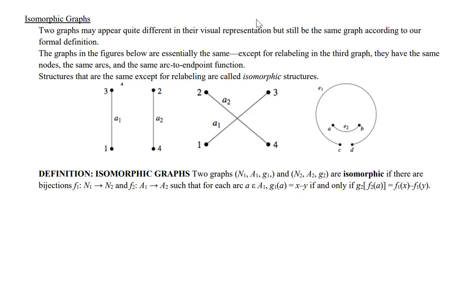So two graphs may appear quite different in their visual representation, but still be the same graph according to our formal definition. The graphs in the figure here, these three, are essentially the same, except for relabeling in the third graph. So here, instead of the nodes 1, 2, 3, 4, we call them A, B, C, D. They have the same nodes, the same arcs, and the same arcs to endpoint function. Structures that are the same except for relabeling are called isomorphic structures.